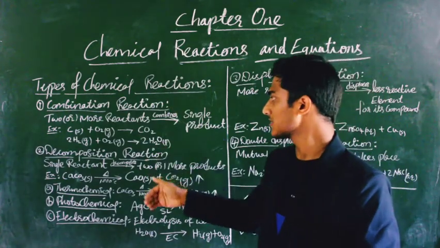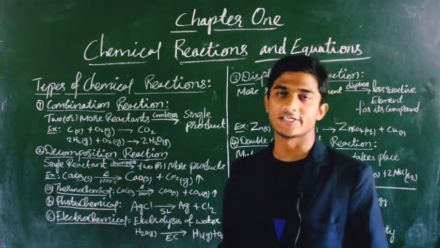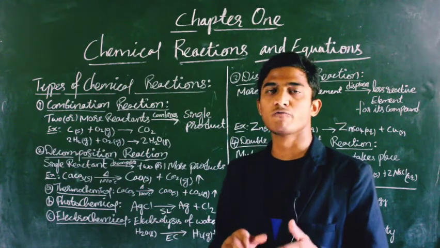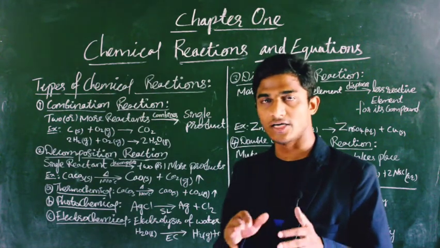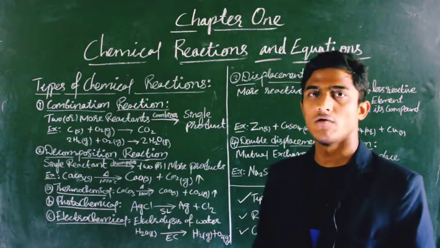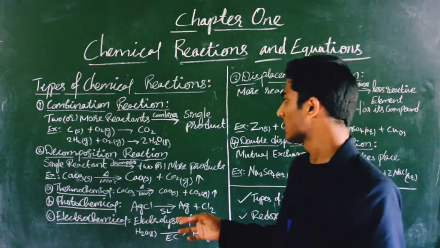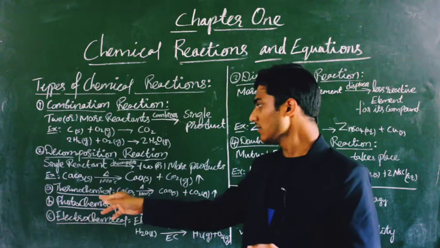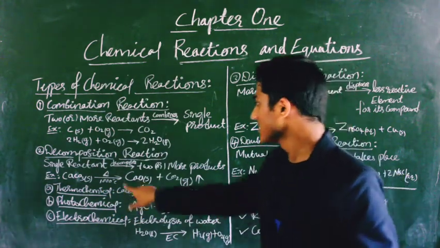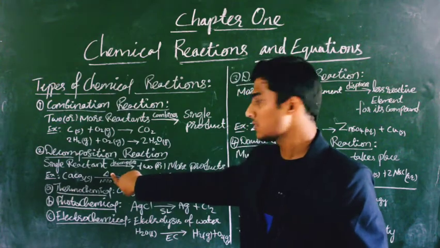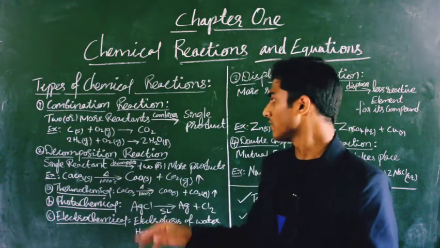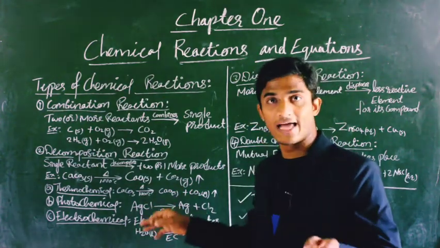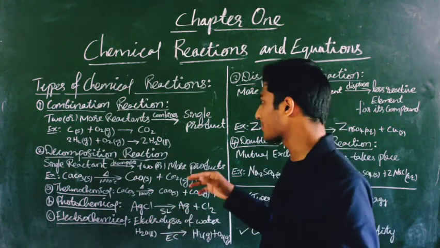Now let us get into the second point. What is decomposition reaction? When a single reactant decomposes to form two or more products, it is known as a decomposition reaction. We'll understand this definition clearly with the example of calcium carbonate, limestone, treated at 1000 degrees centigrade. This is the symbol for temperature. When we treat limestone at 1000 degrees centigrade, we get calcium oxide, that is quicklime. Calcium oxide is also known as quicklime, and carbon dioxide.